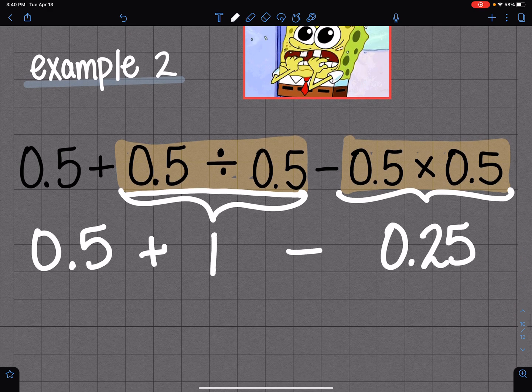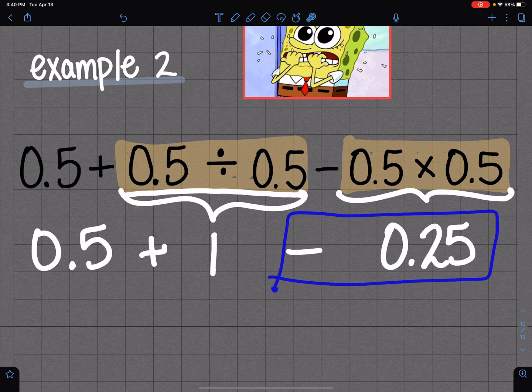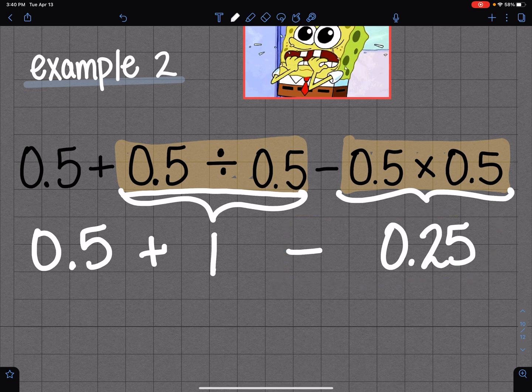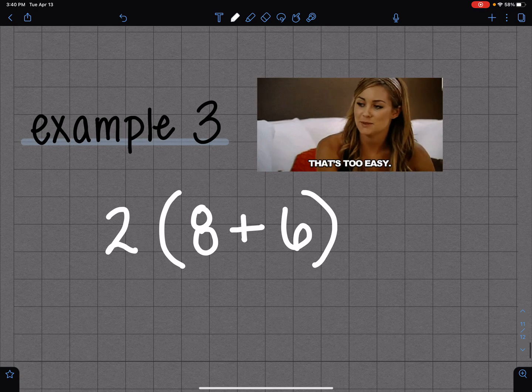Then we're just going to add and subtract from left to right. So what is 0.5 plus 1? Well, that is 1.5. And then 1.5 minus 0.25 is 1.25. So what I get is 1.25. Sweet. We got it. Now, that's too easy. That's what you're saying, huh? That's too easy. Let's do the last example, and then you can do your homework.